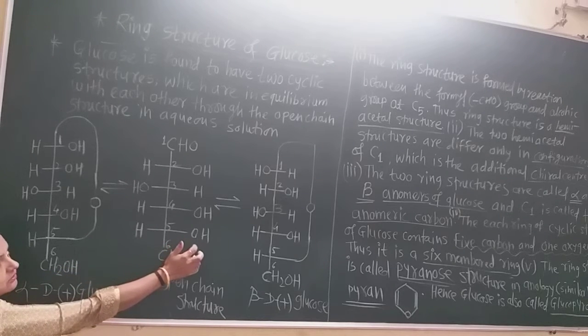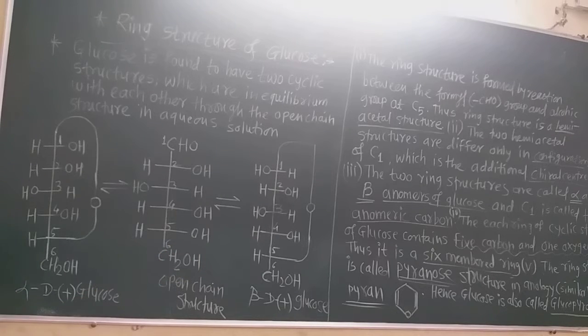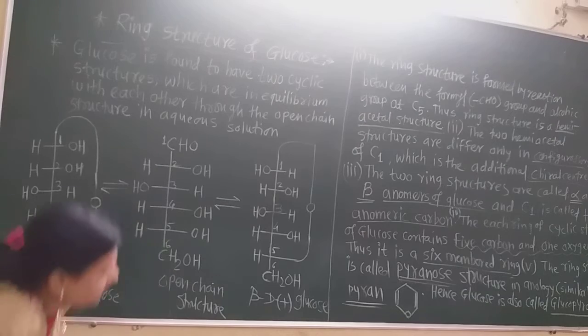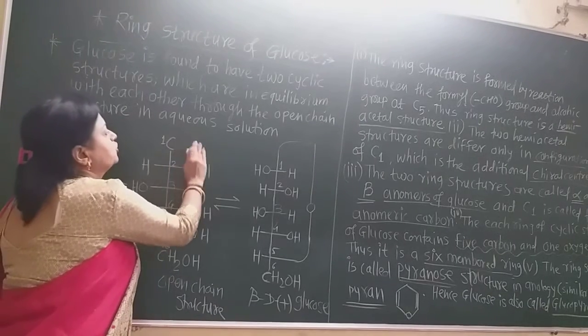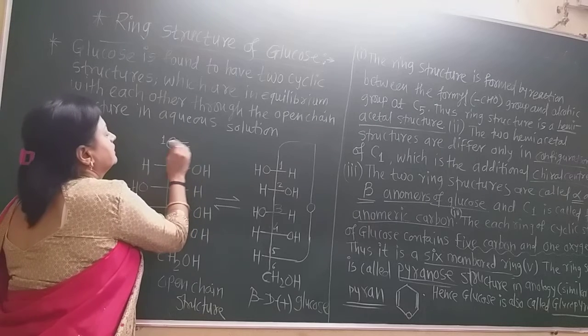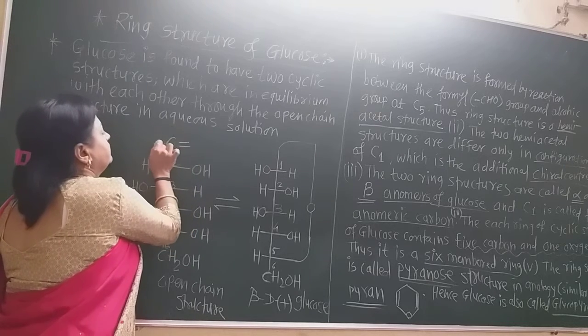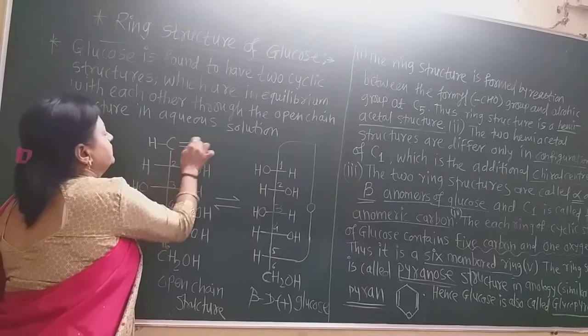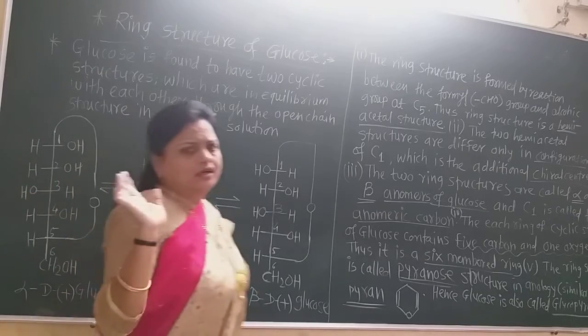Pay attention here. Now this hydroxyl group is there, and the first carbon has the formyl group, that is the aldehyde group. Suppose I write this aldehyde group in this way. Suppose this is the hydrogen here. I show it in this way. Now that is the aldehyde group.